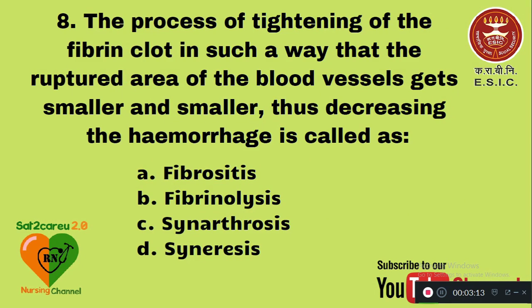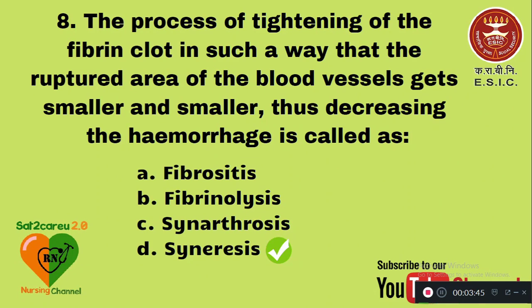Question number 8. The process of tightening of the fibrin clot in such a way that the ruptured area of the blood vessels gets smaller and smaller, thus decreasing the hemorrhage is called as option A fibrositis, B fibrinolysis, C synarthrosis and D synesis. The right answer option D synesis.